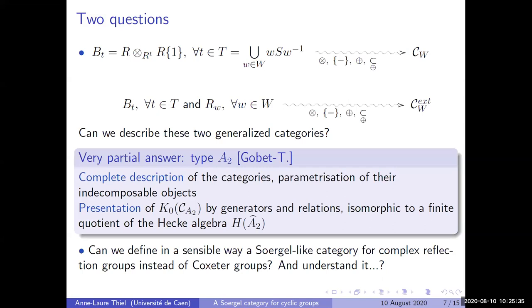I have a question. What do you mean by the generalized categories? What features of a category may not be holding in these two questions? Generalized means that now I take more generators than I had with the Soergel category, and actually it goes really wild. When you try to understand the tensor products among this bigger set of generators, you are not able to tell much, and the only case where we could describe these tensor products completely and get the description of the category is really for S3.